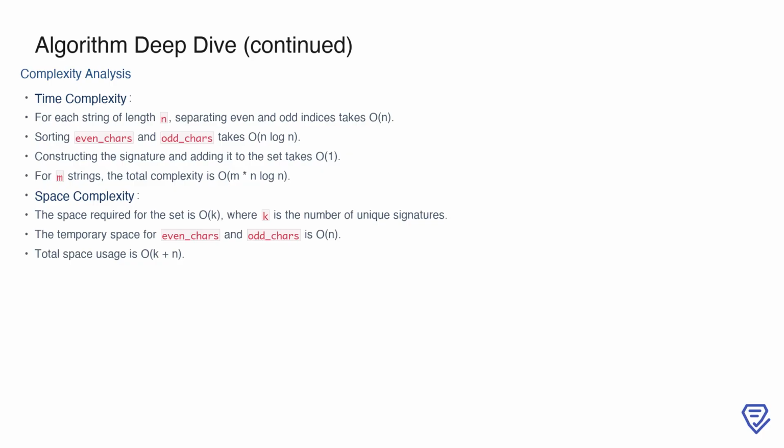The complexity analysis of this algorithm shows it to be efficient given the constraints. For each string of length n, separating the characters into even and odd groups takes O(n). Sorting these groups takes O(n log n). Combining the groups into a signature and adding it to the set takes O(1). For a list of m strings, the total time complexity becomes O(m*n log n). Regarding space complexity, the set requires O(k) space, where k is the number of unique signatures. Additionally, the temporary space for storing even and odd characters is O(n). Thus, the overall space complexity is O(k plus n), making the algorithm efficient in both time and space.